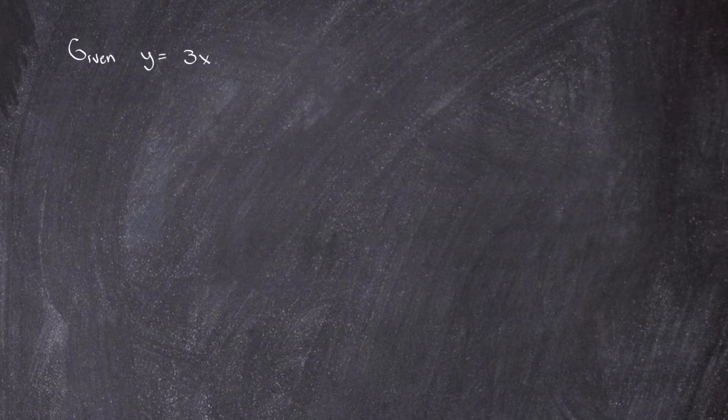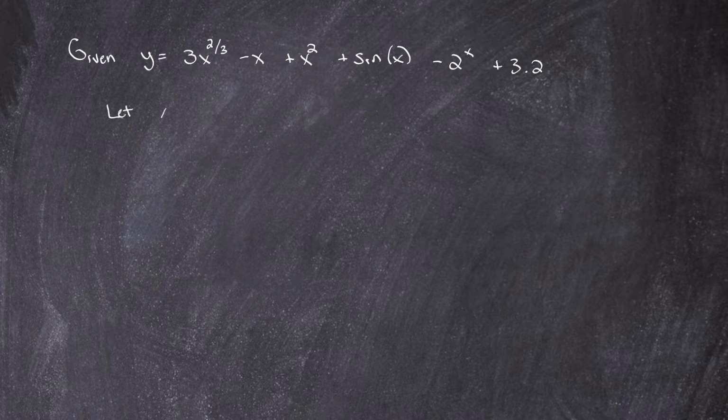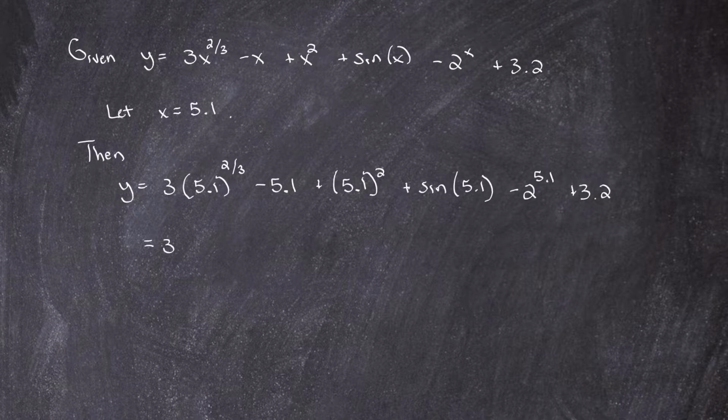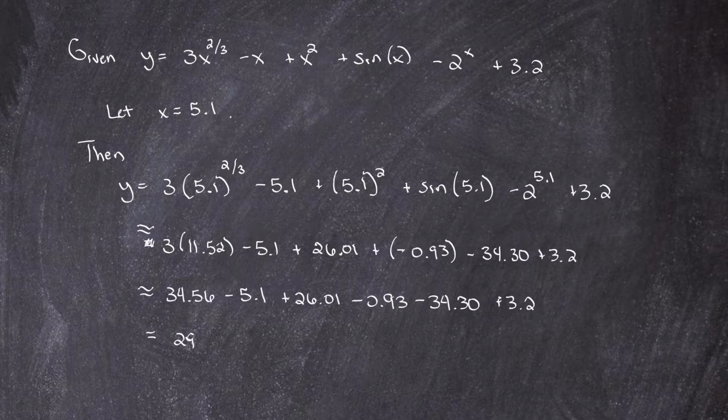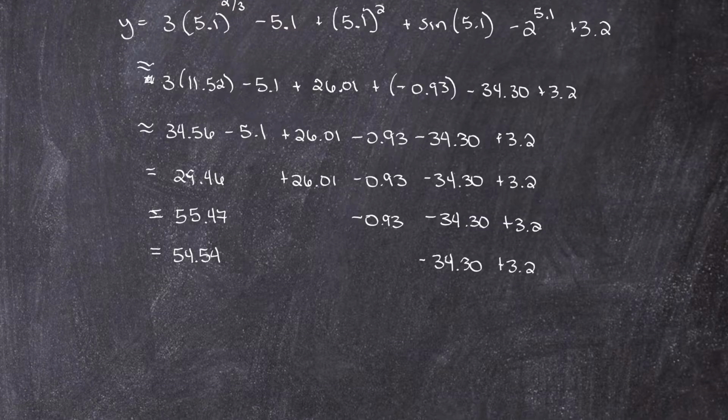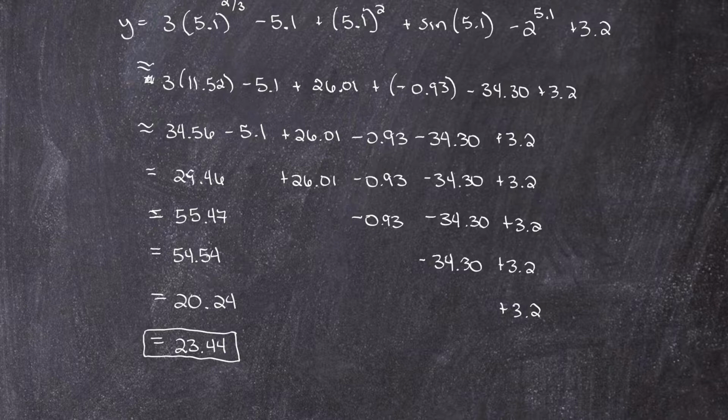If you're given a terrible equation and asked to evaluate it at, say, 5.1, there could be a lot of mathematical work required to get to your final answer. In the end, most people answer with y is equal to 23.44 in this specific situation. Or they might not even answer with y equals 23.44. They just might get down to equals 23.44 like I did here.